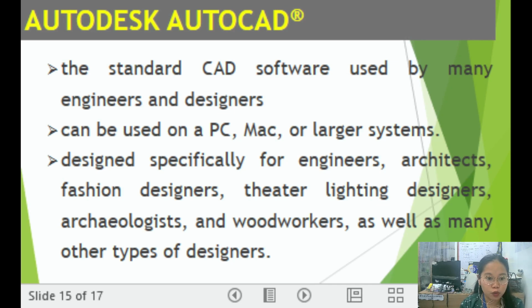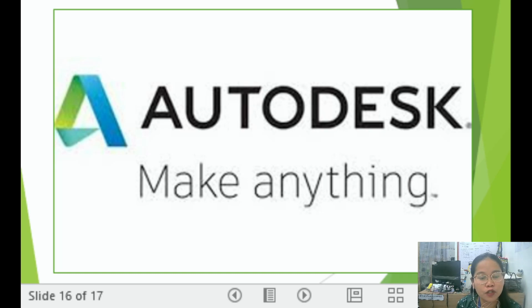CAD software can be used on a PC, Mac, or larger systems. Computer-aided drafting programs are designed specifically for engineers, architects, even fashion designers, theater lighting designers, archaeologists, and woodworkers, as well as many other types of designers. AutoCAD is a full-featured collection of software tools used for designing and drafting. It can be used to create both two-dimensional and three-dimensional models and systems that can be further analyzed and tested with other computer programs. AutoCAD was developed by Autodesk, who make anything.